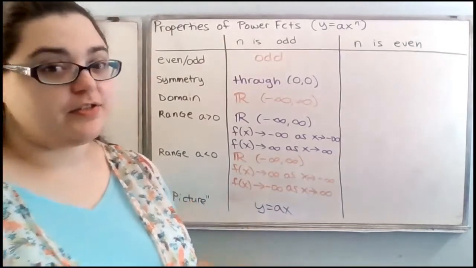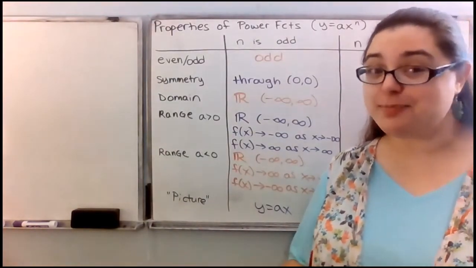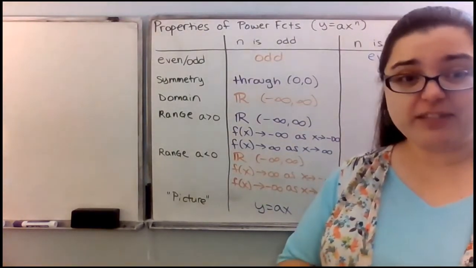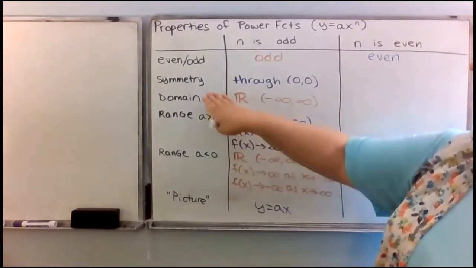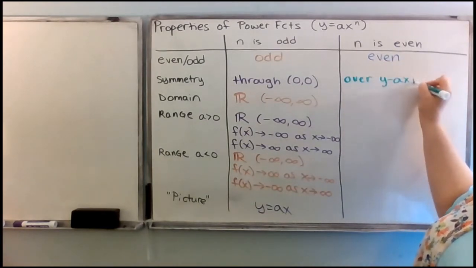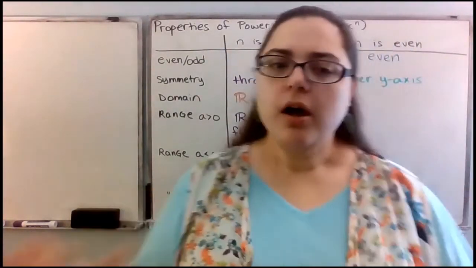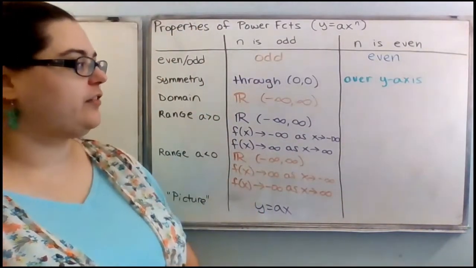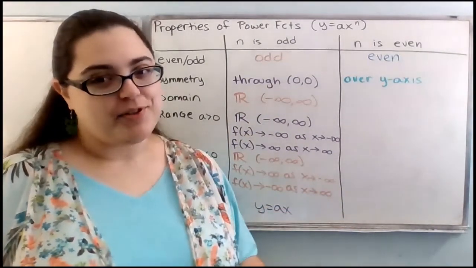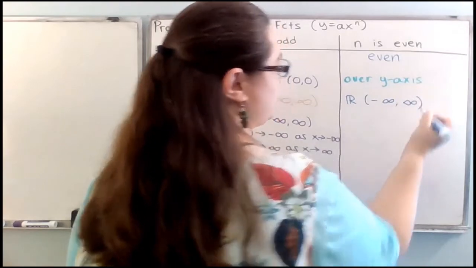So now let's repeat this analysis for our even power functions. If we have an even power function, not surprisingly, it's going to have the even property. So odd power functions are odd, even power functions are even. That means for our symmetry, we're going to have symmetry over the y-axis. So we're symmetric about the y-axis if we're an even power function. The domain of an even power function is the same as the domain of an odd power function, because you can still raise any number to an even power. So our domain is still all real numbers, or negative infinity to positive infinity.